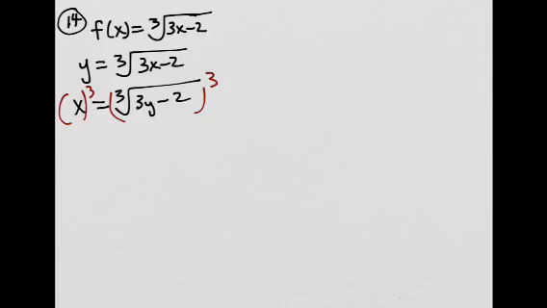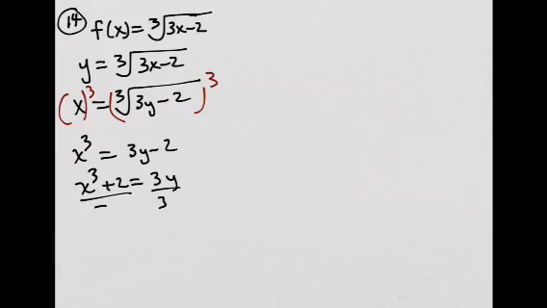Okay, so on the left side it's x cubed, on the right side I get 3y minus 2. So then I add 2 to both sides, and then I divide by 3. So now I have y by itself. Once you do that, convert the notation back to function notation, so f inverse of x equals x cubed plus 2 all over 3.